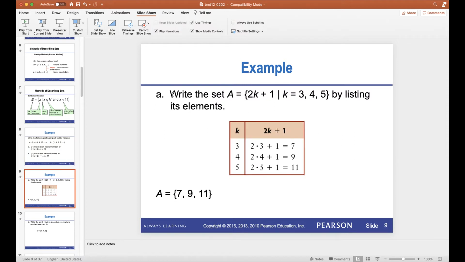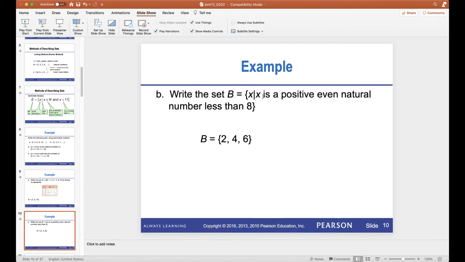Okay, now write the set A equals 2k plus 1 such that k is equal to 3, 4, 5, by listing its elements. Basically we're making a table with k as 3, 4, 5, and then plugging that into 2k plus 1, and it gives us the elements 7, 9, and 11. So that's our answer: 7, 9, 11. This is basically telling us what to do: plug in the numbers given.